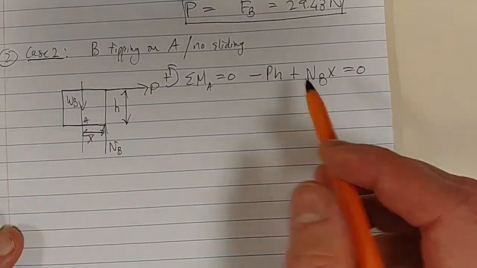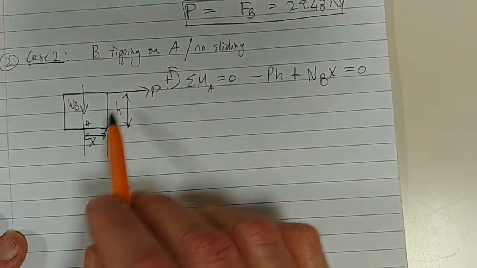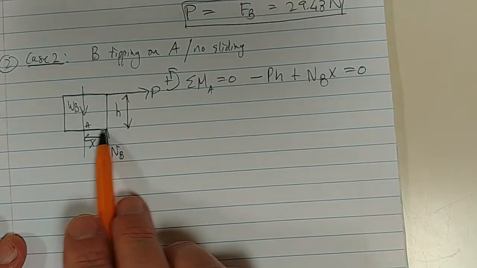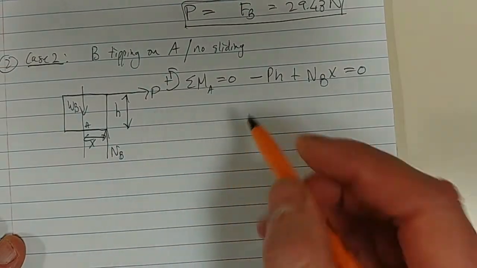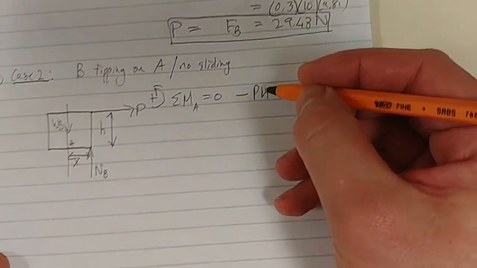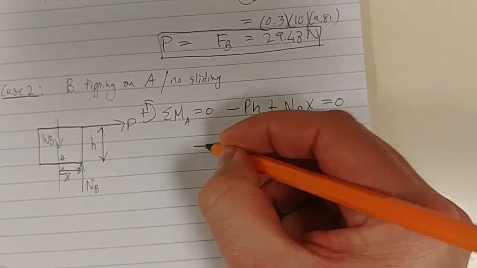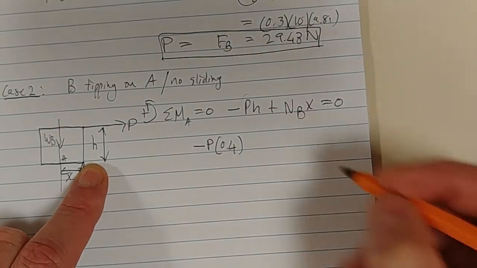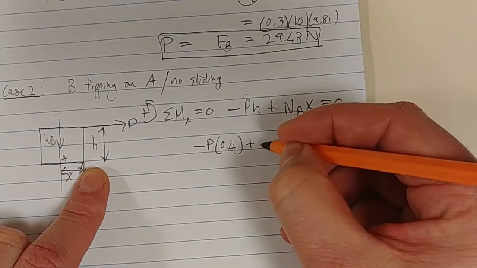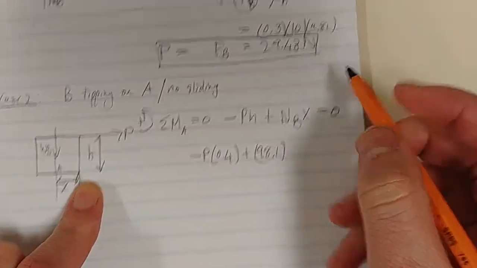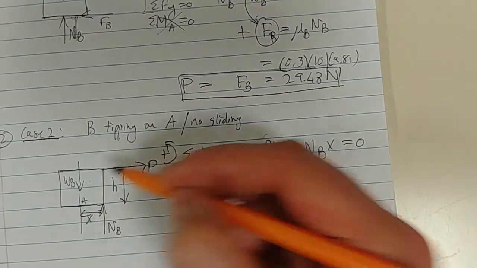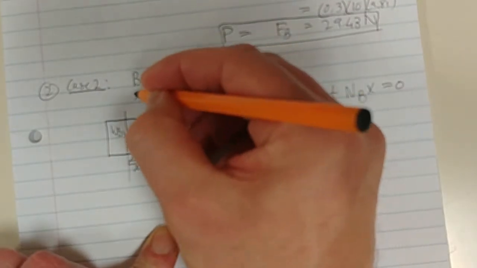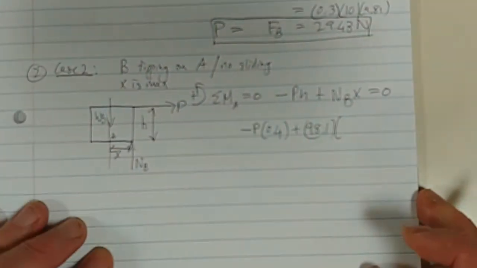All right. So, okay, I hope you're still with me. We are now assuming that B is tipping on A, which means that NB can't move any further to counteract the moment, so it's tipping, okay? So we're trying to solve for P. So we have P, what is H? H, I think, was 0.4, if I'm not mistaken. NB is 98,1. That's the normal force given by the mass of 10 kilograms times gravity. And X is the maximum. So what is our assumption? X here is max.